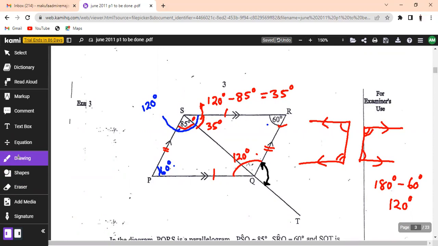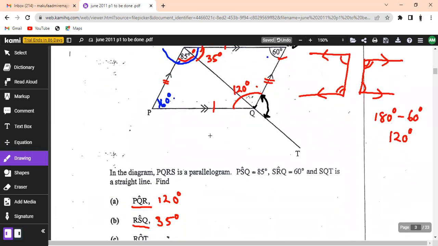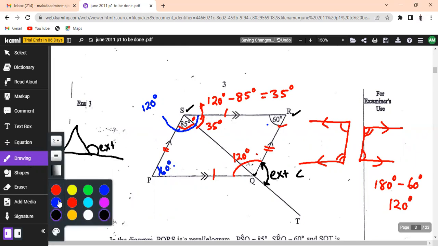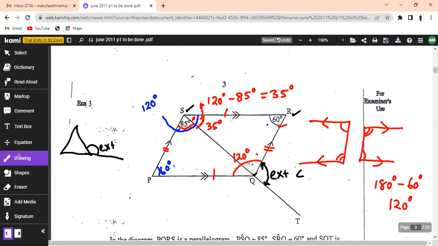From this triangle RSQ, SQT is a straight line. That is what you're given here. So which means this here is an exterior angle. And we know from our triangles that if you extend a line like this, you are going to have an exterior angle, which is equal to the sum of these two opposite interior angles, which is this angle and this angle here.